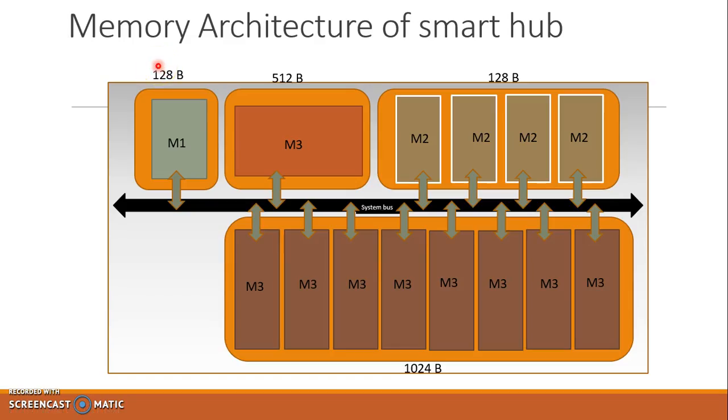So here is the image representing the memory architecture of a smart hub. We are using M1 memory to store and check tag addresses of the data stored in all other memory locations. We are using M3 for storing data for 512B, M2 to store the data for 128 bytes, whereas 8 M3 to store the data for 1024 bytes. We will see all of them individually in detail.